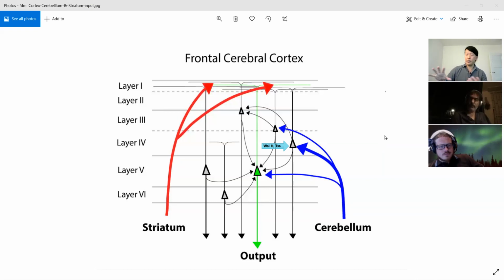Okay, so basically, then you don't need the music notation anymore. You just do it. Okay. Now, how do you do it? Well, you use your cerebellum and your striatum. That's how you do it.